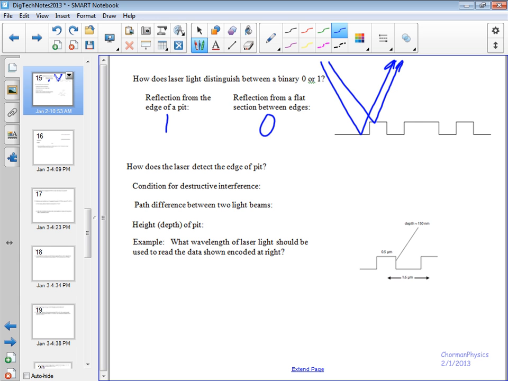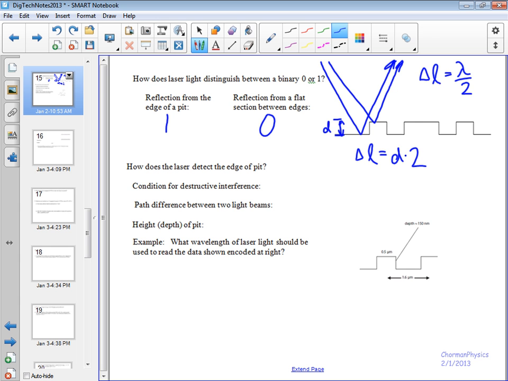So how do they know that the laser light has gone over the edge of one of these lands or pits? Well, the idea here, okay, is that both these beams come up. And if their path difference is lambda over 2, well, that's the path difference for destructive interference, okay? And so what happens here is that this second beam will have traveled a shorter distance, and the path difference is going to be approximately whatever this depth is times 2. So delta L is going to equal the depth, that's the depth right there, times 2.